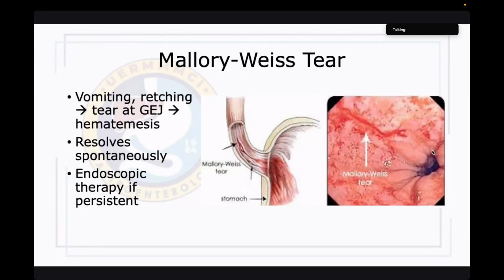The next condition is Mallory-Weiss tear. Vomiting, retching, or vigorous coughing can cause a transmural tear at the gastroesophageal junction. So, this is a common cause of upper GI bleeding. Most patients present with vomiting of fresh blood, and usually this hematemesis is preceded by non-bloody vomiting. Bleeding usually resolves spontaneously, but persistent bleeding may respond to diluted epinephrine or cauterization therapy, endoscopic clipping, or angiographic embolization.